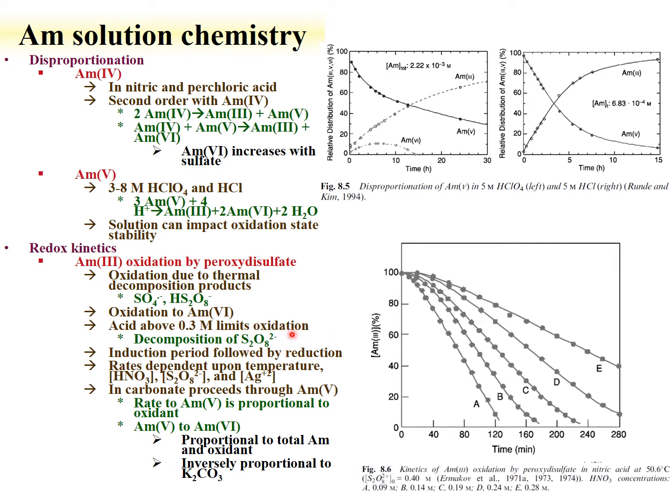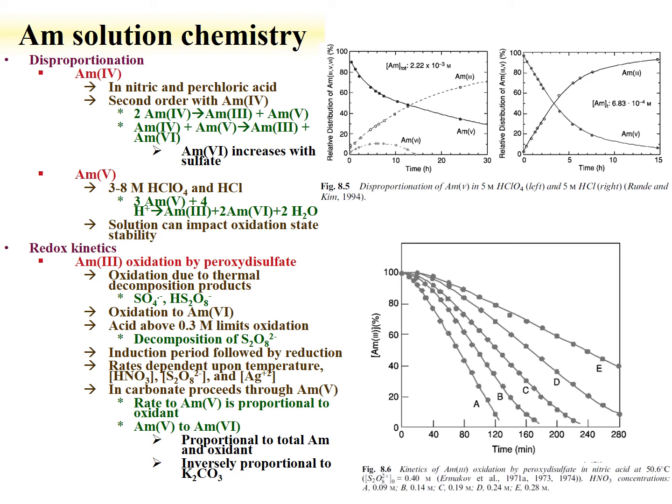It's shown in this figure where the high acid concentration is 0.28 molar. It's a much slower redox condition. There's an induction period followed by the reduction. So this really shows that the product, the peroxydisulfate, needs to get into a chemical form to provide the oxidation potential for the americium-3. The rates are dependent upon temperature and the compounds listed here, the peroxydisulfate, the nitric acid concentration. Sometimes the reactions are done with silver.